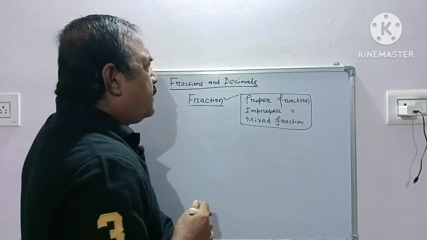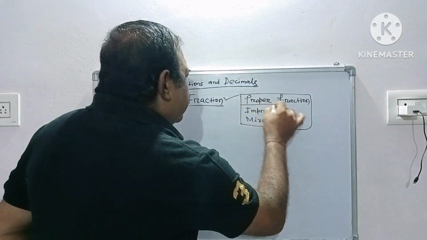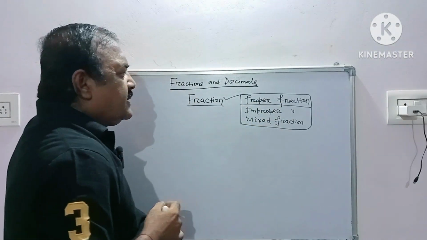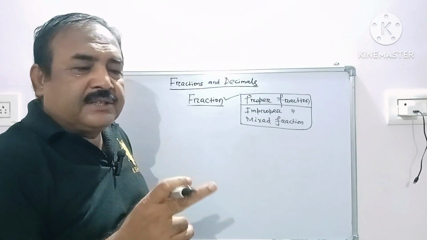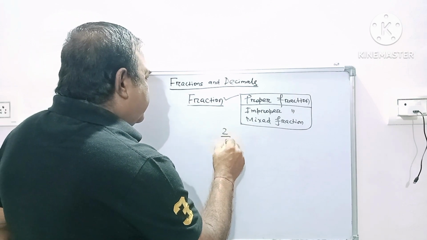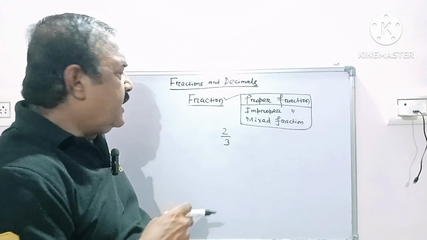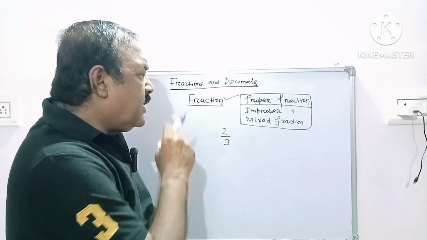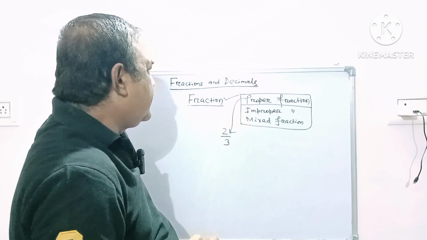Suppose you will have to give one proper fraction, so you will give one example. So what is a proper fraction? In a proper fraction, the numerator is less than the denominator. Suppose I will write 2 upon 3. You see, you compare between the numerator and the denominator. Numerator is less than the denominator, isn't it? So it is a proper fraction.